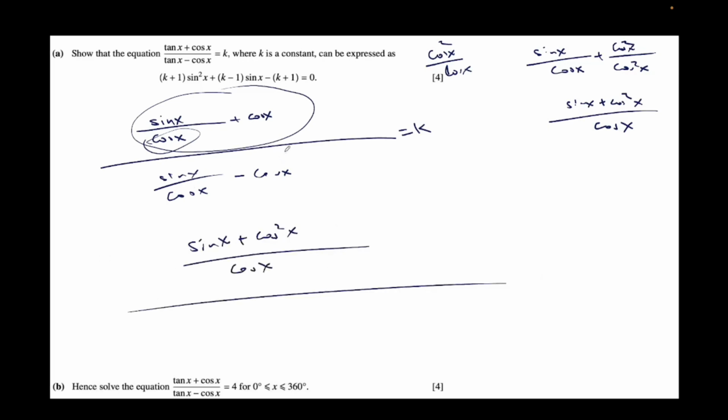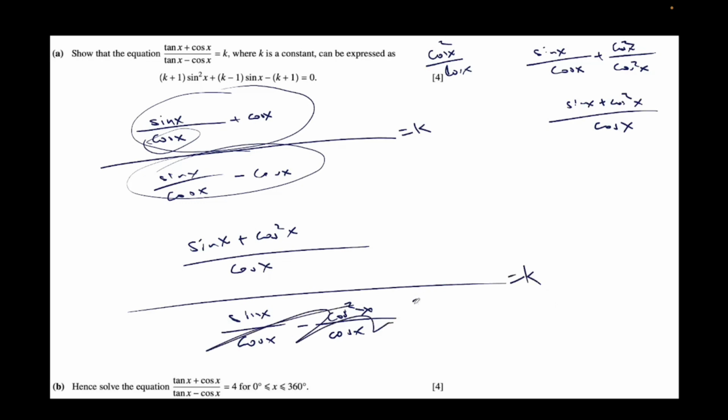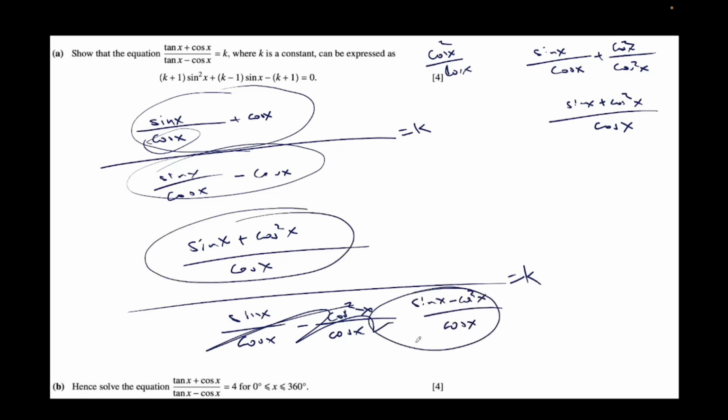Divide that whole thing by, you can see the same thing that happens over here, doesn't it? Sin x over cos x minus cos x, cos squared x equals to k. This can be simplified into what? Sin x minus cos squared x divided by cos x. This thing divided by this thing cancels out the cos, doesn't it?